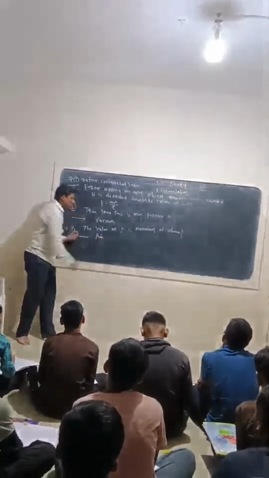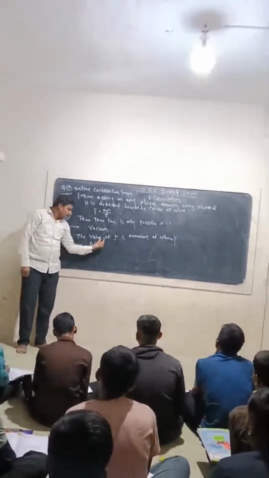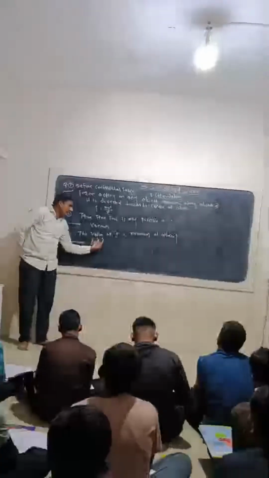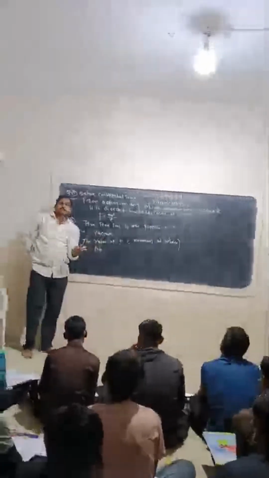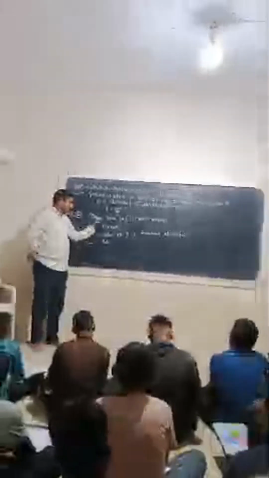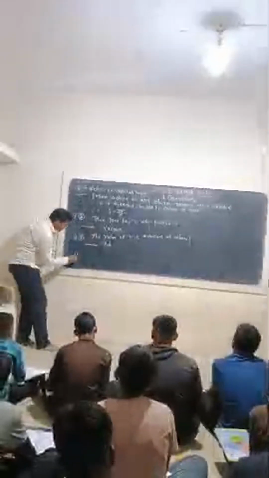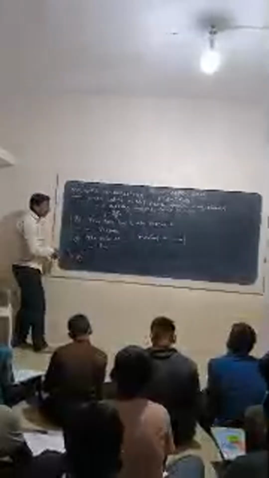But this question also changes sometimes. The value of g is minimum at where? The answer is equator. If the maximum value is written at the pole, then the minimum value is written at the equator.